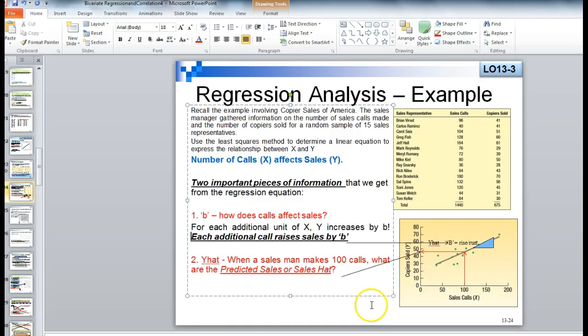The second piece of information is we can get predicted y. We can use this regression line, assuming that this is the true relationship between x and y, and we can get a predicted value. That is, well, what if we make 100 calls? Well, if we make 100 calls, this regression line predicts that we would have this many sales. Does that kind of make sense? This is graphically a way to understand predicted y. Graphically. So those are the two most important pieces of information. We're going to focus on them again and again throughout the rest of this chapter.